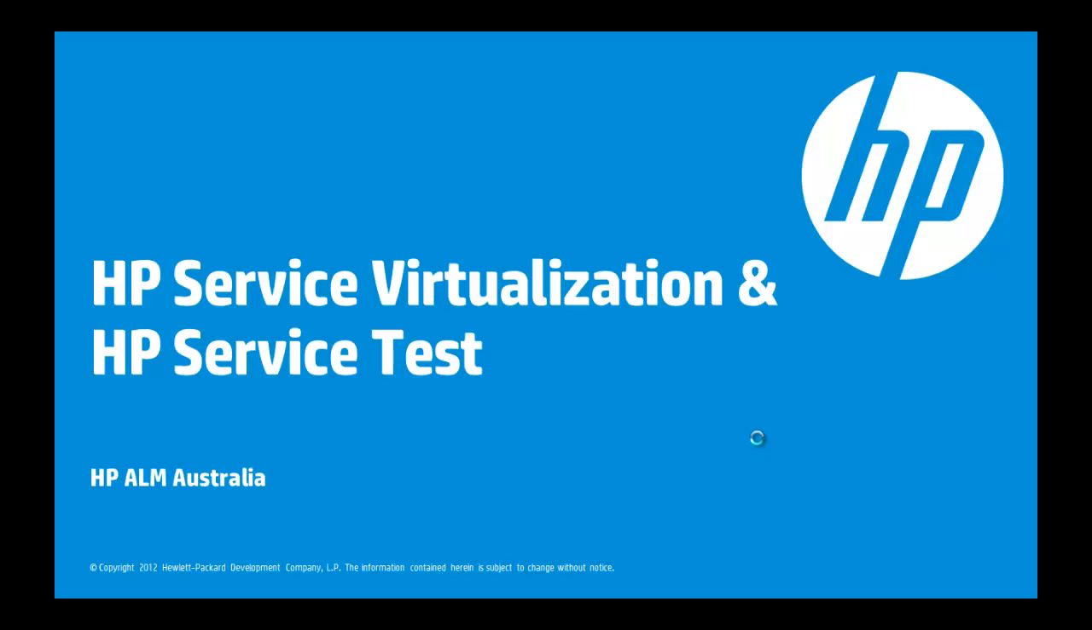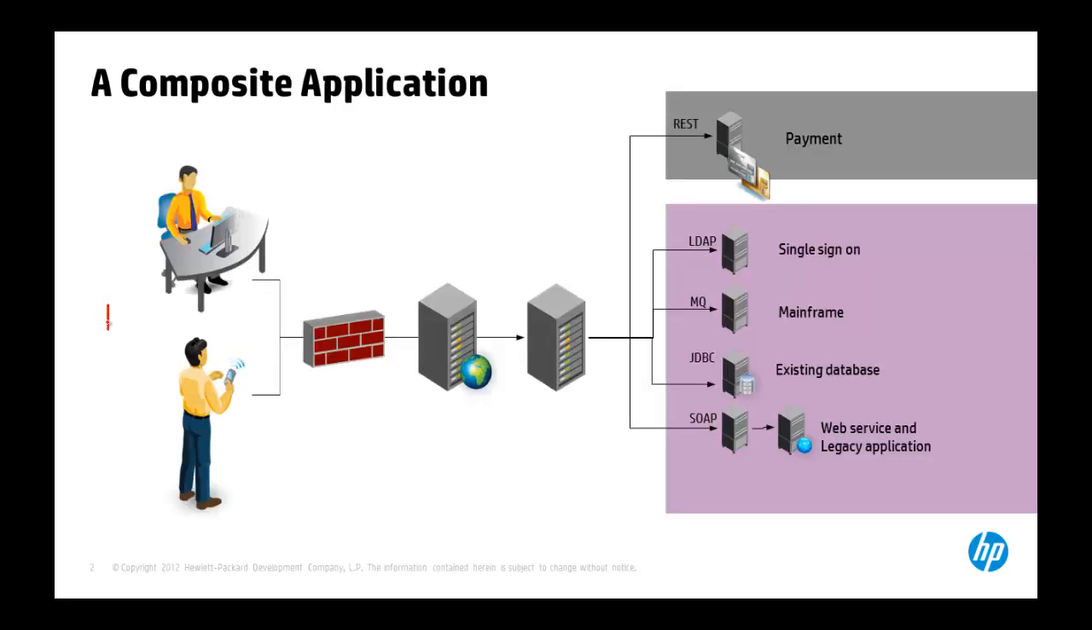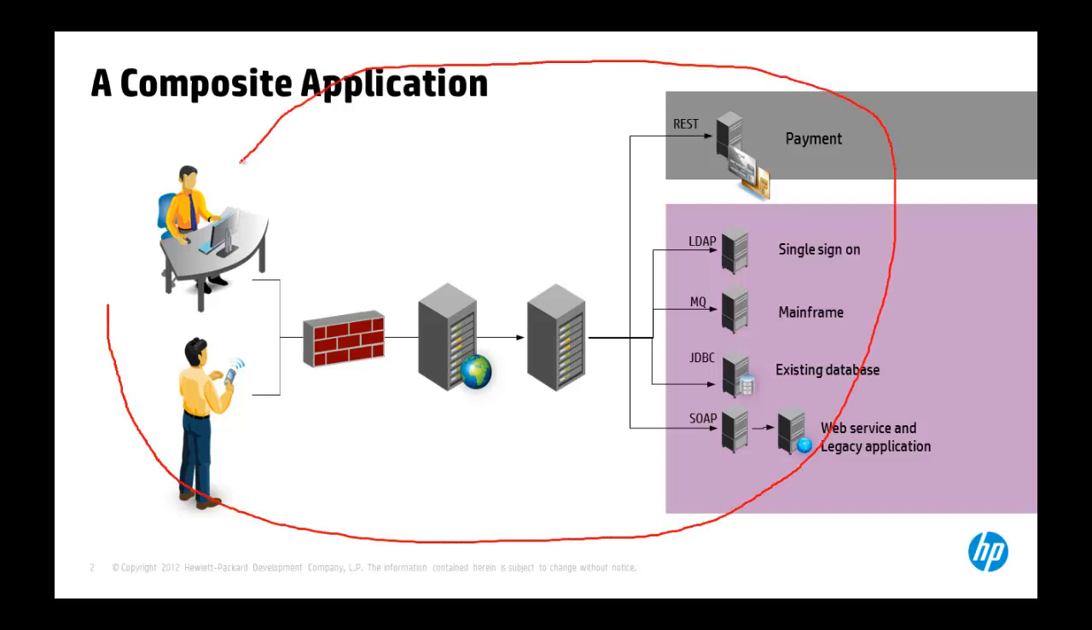In this demonstration, we are going to show you how to use HP Service Virtualization and HP Service Test to stub out some of the unavailable components in your application. When your application consists of one or more systems, we typically call it a composite application. A composite application involves multiple systems working together to implement a business process.